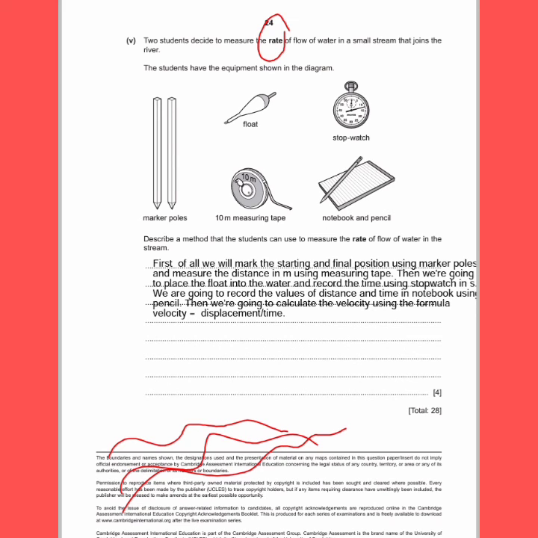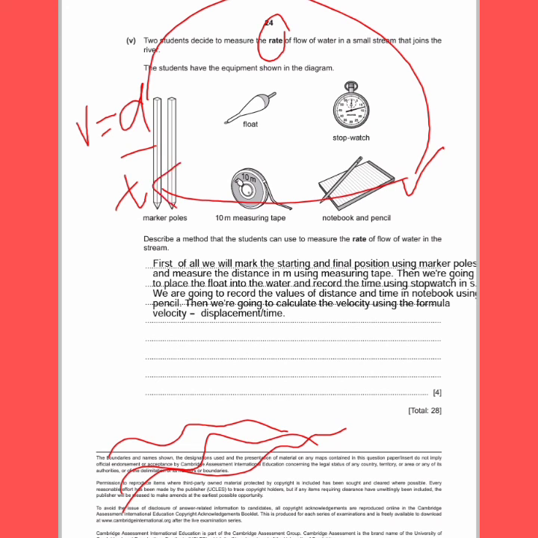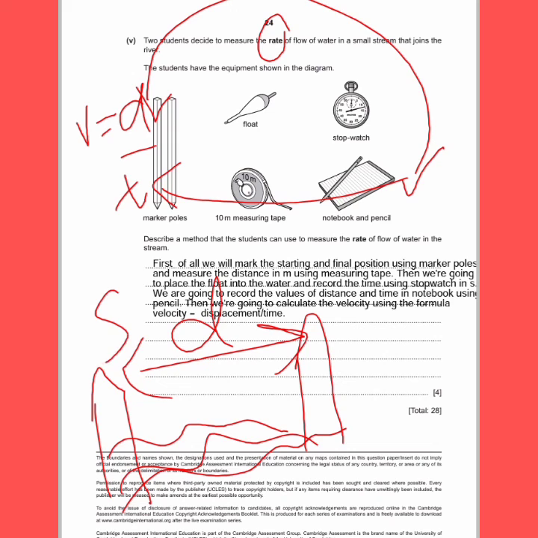So if I'm talking about the rate of flow of water, I need to have the idea that I'm calculating velocity, which is displacement upon time, right? And the idea of notebook and pencil is really clear, that I'm just going to record these two values in my notebook, right, of the distance and time. So I can mark my distance using marker poles. Okay, I'm going to put two marker poles right here, and these are representing the distance, right? So this is, for example, my starting position, and this is my final position, right?